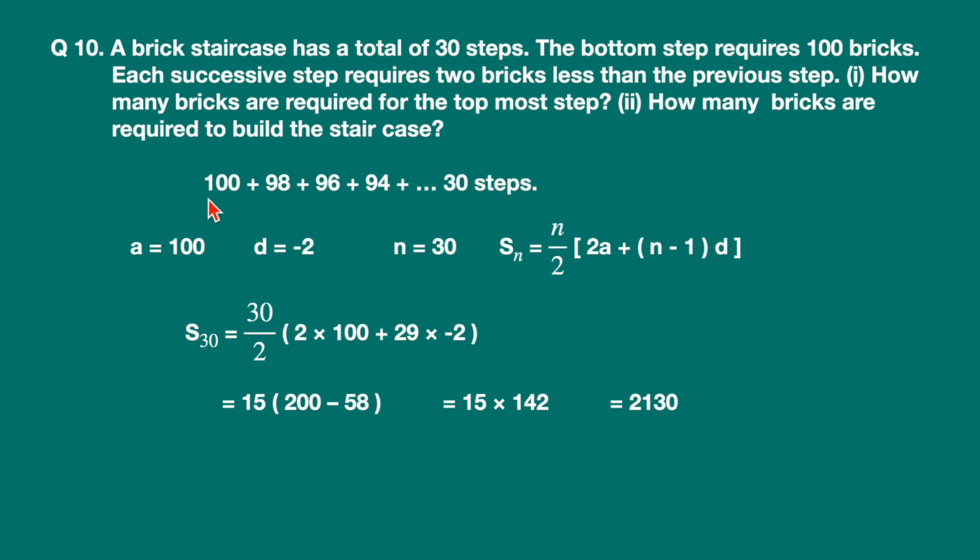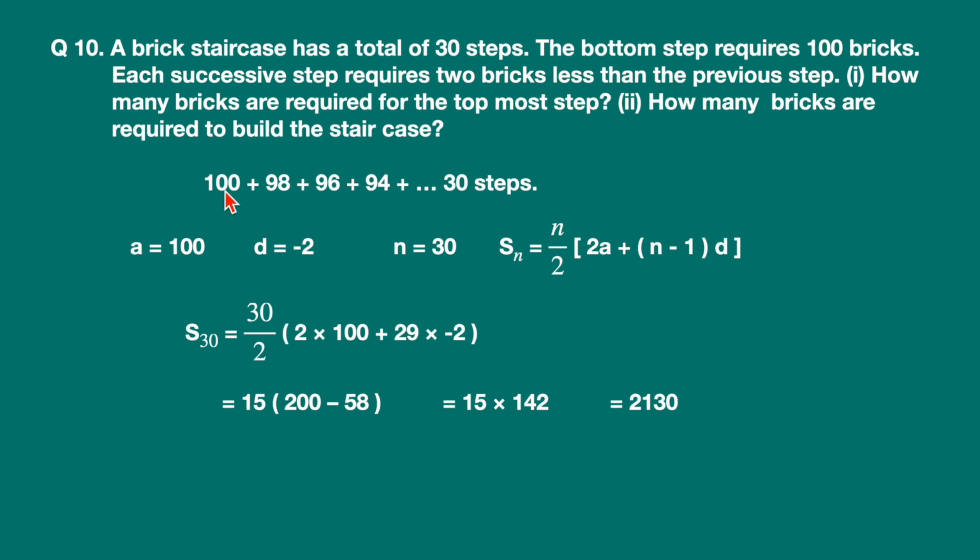So the bottom step has got 100 bricks. The next above it, 2 bricks less, 98, then 96, 94, and so forth. And there are 30 steps. So the total bricks required will be the sum of all this. Let us find it. This is the first term. This is an arithmetic progression. First term is 100. Common difference is 98 minus 100.